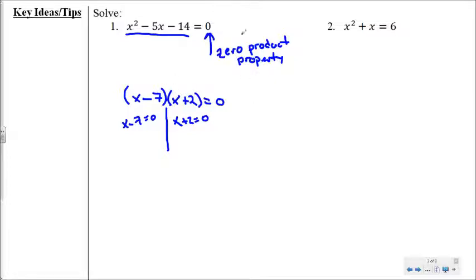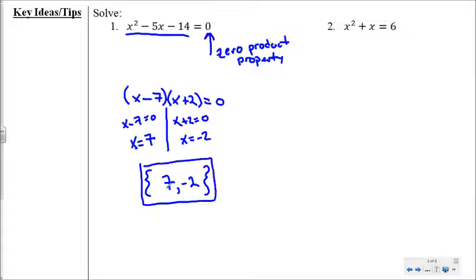And then using the zero product property, I was able to get this relationship for the linear equations, which I can solve. So if the first factor is 0, x will be 7, or if the second factor is 0, x will be negative 2. To sum up all of the work we've done here, we represent all the possible values of x using these set brackets, and we write the values 7 and negative 2, which is what's called my solution set.